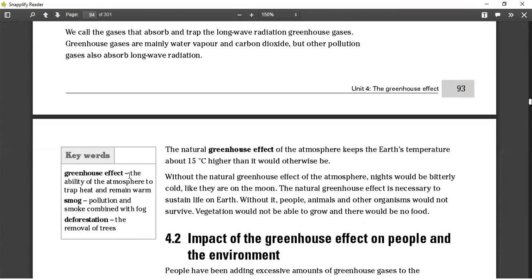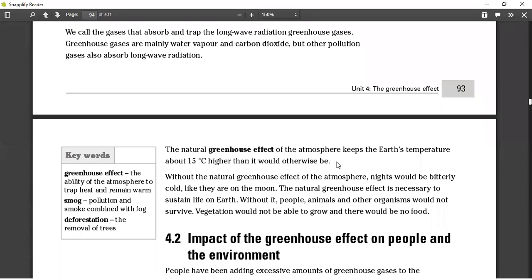Right. Let's look at the definition of the greenhouse effect. The ability of the atmosphere to trap heat and remain warm. So we spoke about how the heat is trapped and how it is absorbed on Earth, right? The natural greenhouse effect of the atmosphere keeps the Earth's temperature about 15 degrees Celsius higher than it would otherwise be. So this means that if we did not have this greenhouse effect on Earth, the temperatures would be lower than 15 degrees Celsius.